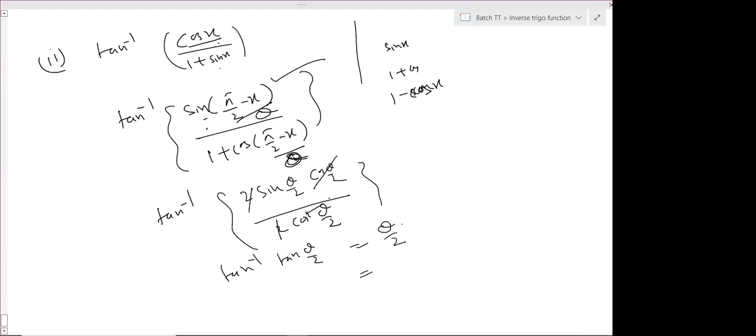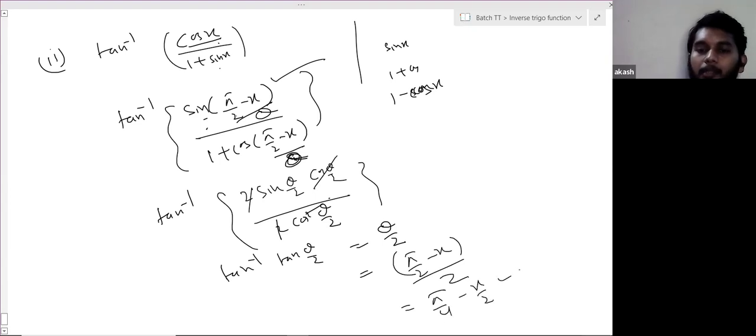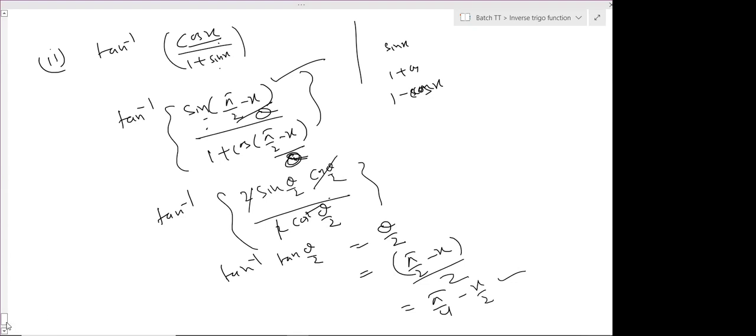Now you have to replace the value of theta also. What was theta? Pi by 2 minus x. So this is pi by 4 minus x by 2. This will be the final answer. All right? Okay, sir.